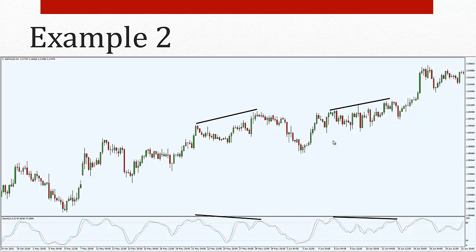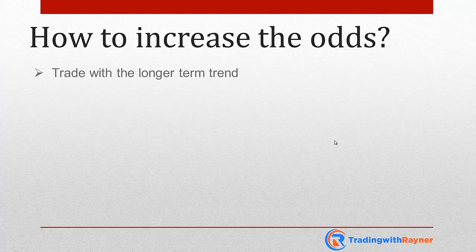So now you may be wondering, hey Rainer, so what can I do about it, right? I want to use this concept of divergence. So how can I use this and increase the odds of my trades working out? Here's what you can do. Number one is to trade with the trend, because the trend is your friend. When you are trading with the trend, you are trading along the path of least resistance. So number one, the first thing you can do is to trade with the trend or the longer term trend.